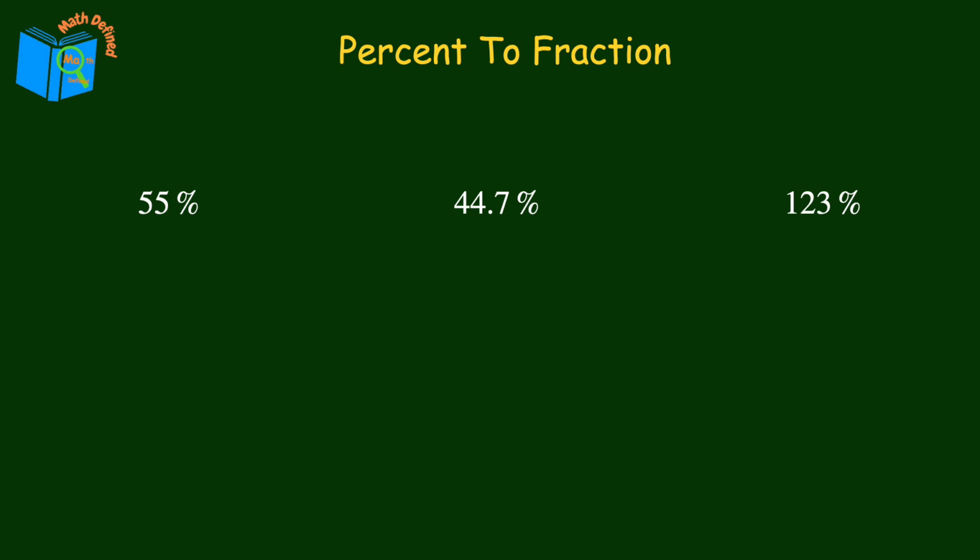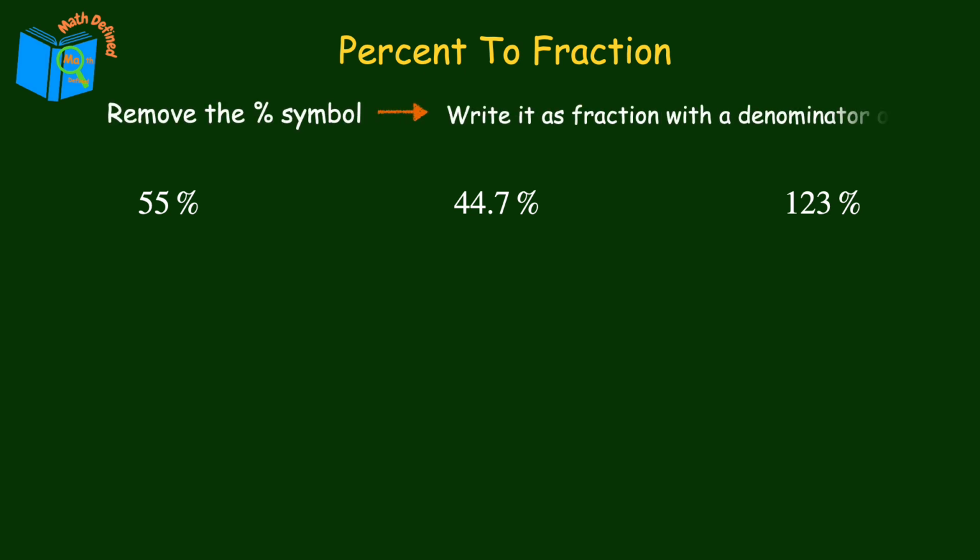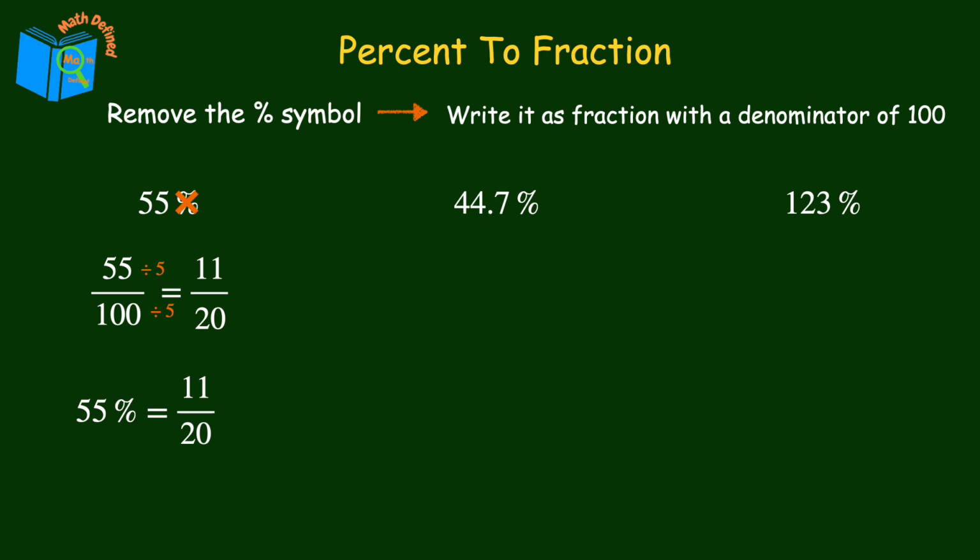Now let's convert these percents into fractions. This conversion also has 2 simple steps. First, remove the percent symbol and then write the percent as a fraction with a denominator of 100. We'll begin with 55% by removing the percent symbol and then write the fraction 55 over 100. We can simplify this fraction by dividing both the numerator and the denominator by 5. 55 divided by 5 is 11, and 100 divided by 5 is 20. So 55% written as a fraction is 11/20.